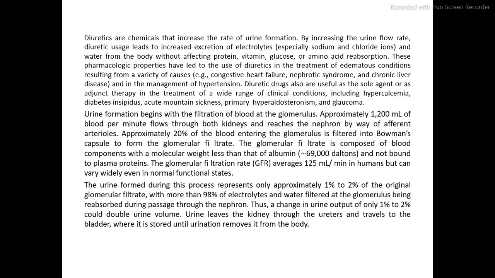Okay, now we will see. Now this is about the introductory part of the diuretics. So in the introductory part, we studied what is diuretics.